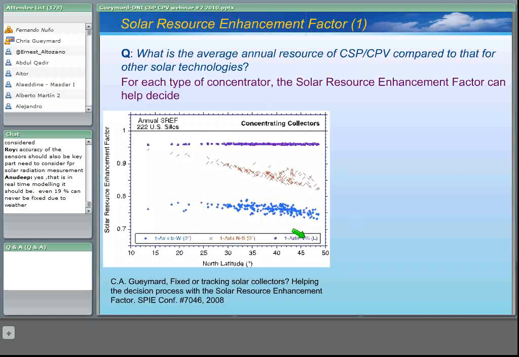And that is interesting because, as you can see, for any latitude, you have only a 5% derating factor between the two-axis and the one-axis. But, of course, you need a slope equal to the latitude facing south, which is not always obvious.